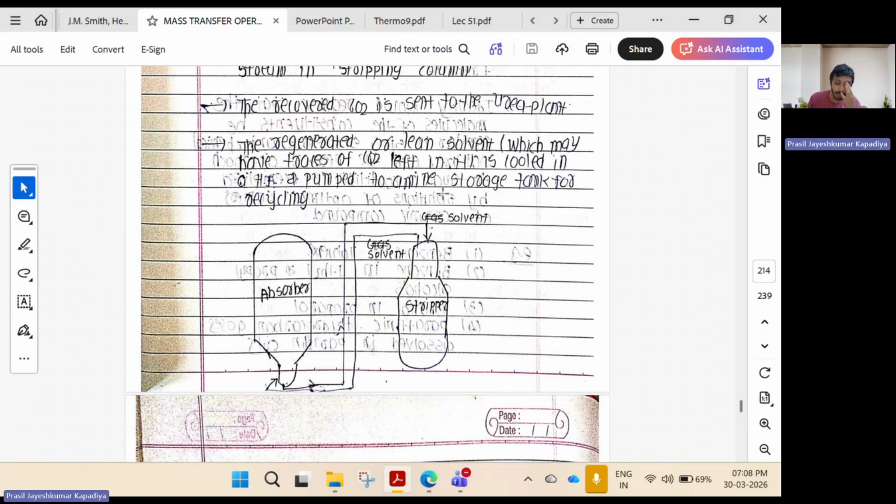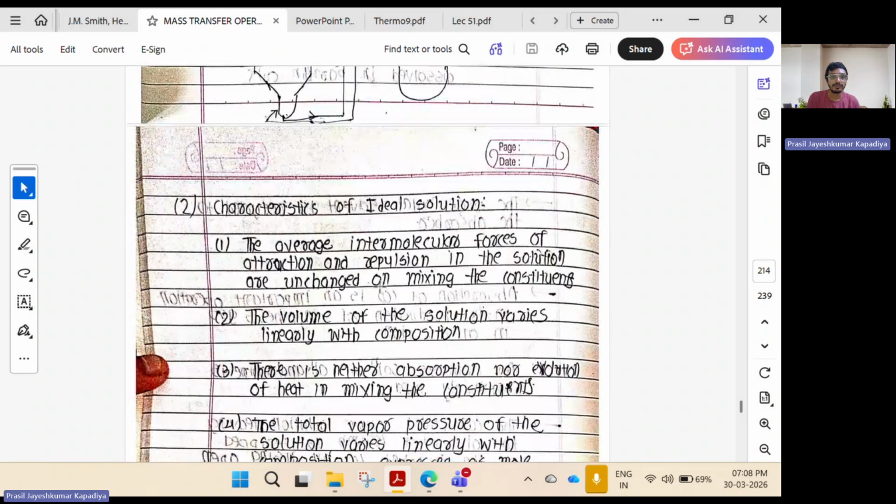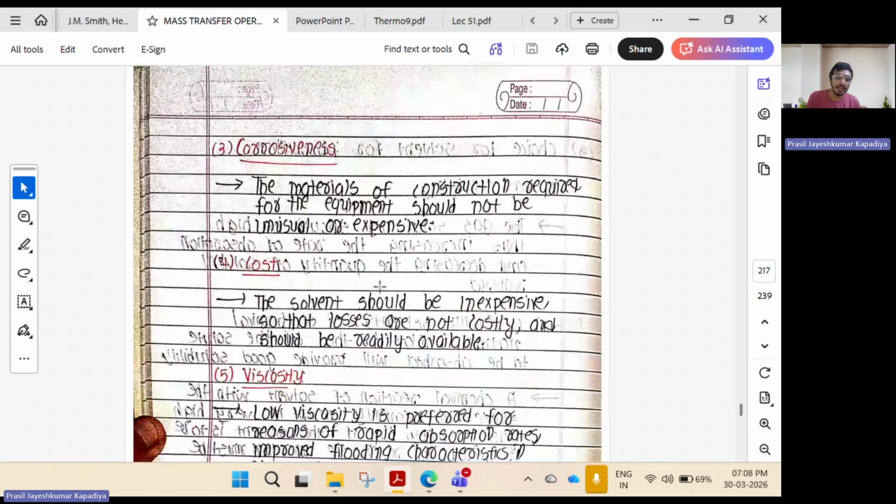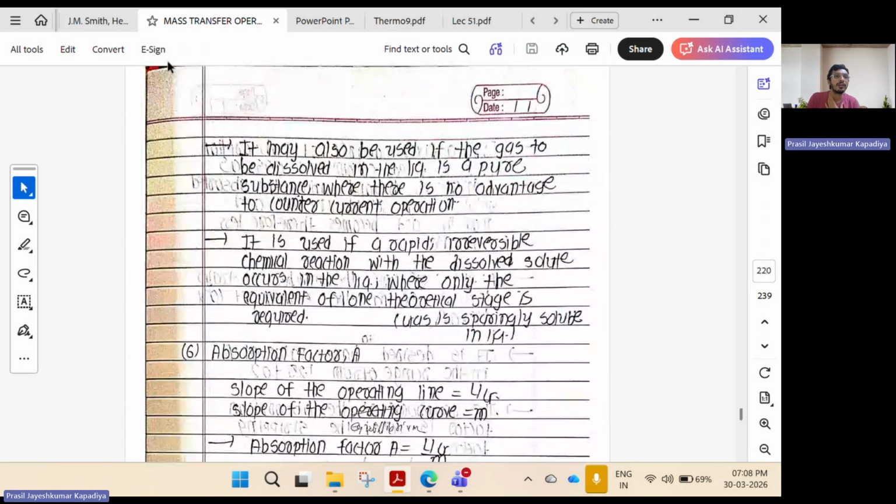it will not be 100% separation, so some amount of CO2 will always be there. That is recycled and sent back to the absorption unit. Okay, so this is all about absorption when we are dealing with liquid vapor.